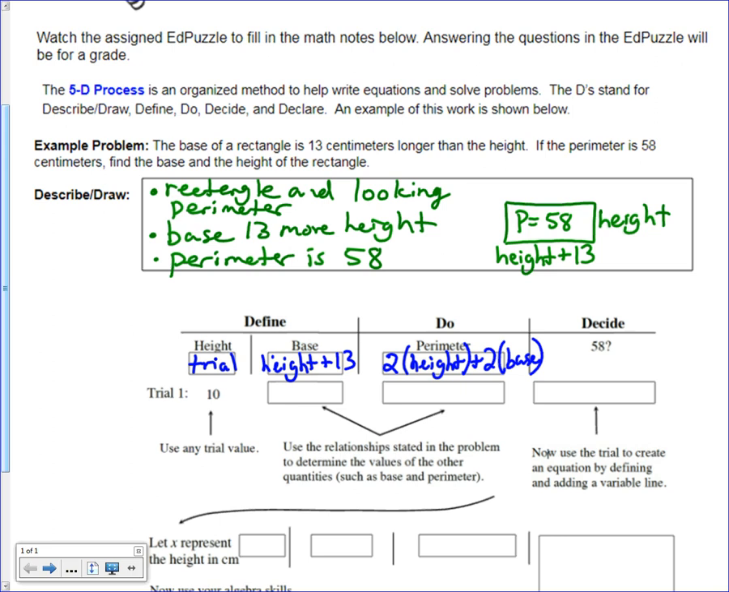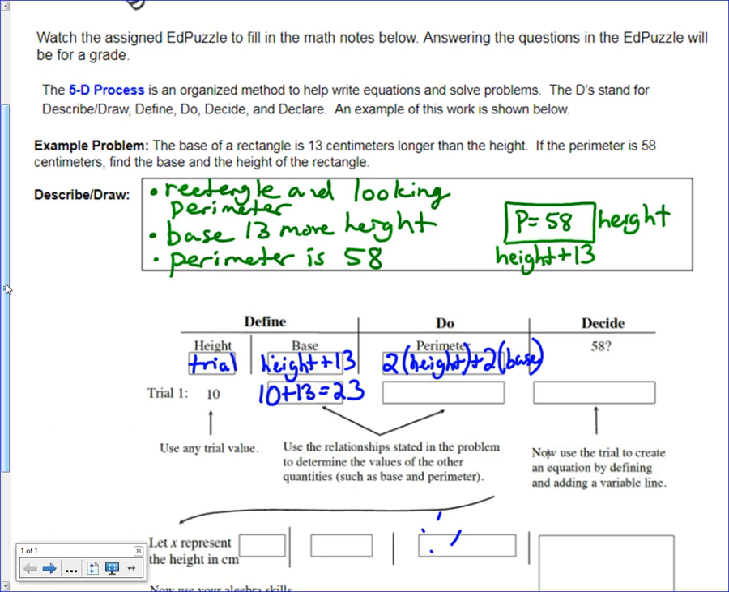Okay. So the first trial we're going to do is 10. So we're going to pick 10, and then we're going to go through the whole entire problem and see if 10 works. So we chose 10. We write it down underneath the height. To find the base, we're going to do 10 plus 13, which is going to give us 23. We want to make sure we wrote down exactly what we did. So if we refer back to this and go, oh, how did I solve that problem? You know exactly what the process was.